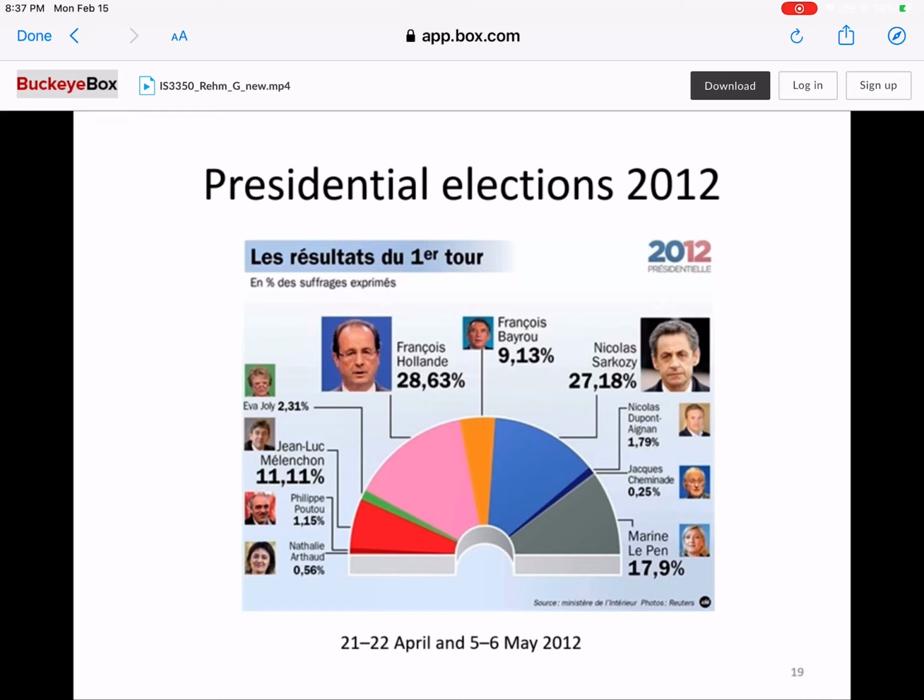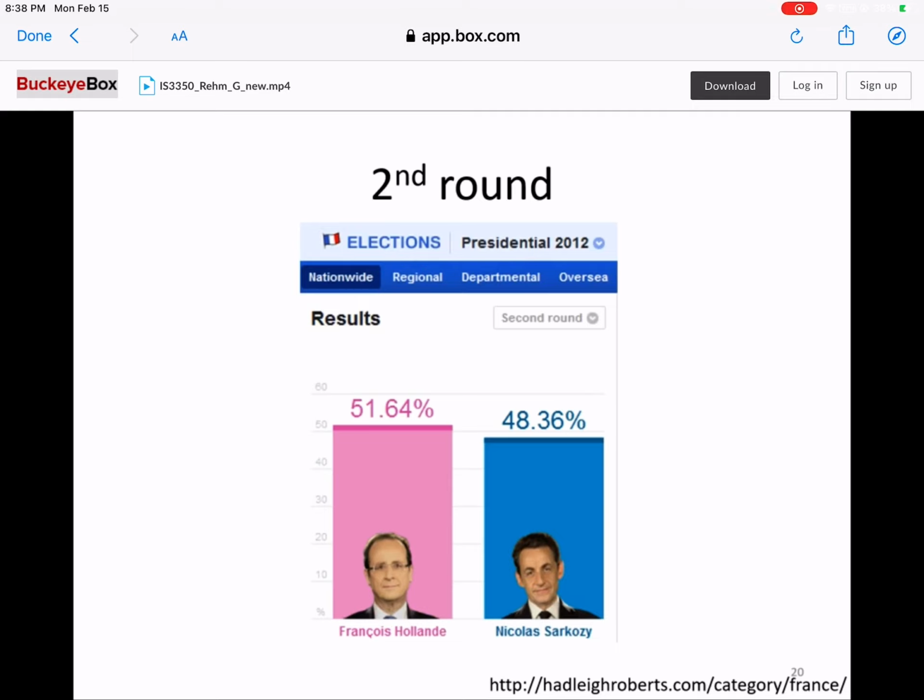But that's not what the French do. Unless one of these candidates has 50% or more, a majority of the vote, there will be a second round. In the second round, they pick the top two vote getters, in this case François Hollande and Nicolas Sarkozy. Two weeks later, you have a ballot with these two people, and you're supposed to choose one of them. This is how it came out in 2012 in the second round, with François Hollande winning the election with roughly 52% to 48%.